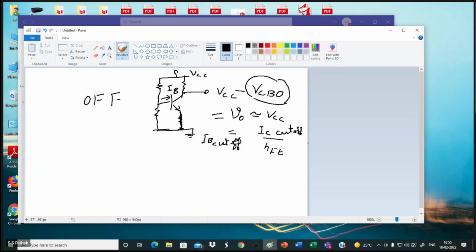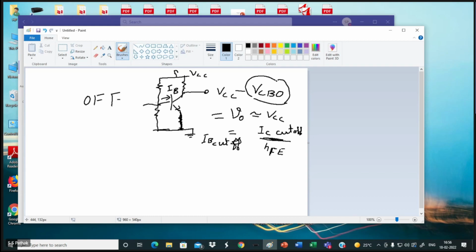There are two kinds of HFE, HFE maximum and HFE minimum. If only one is given, I can write IC cutoff by HFE like that. Normally in cutoff, we take HFE maximum to compute my IB cutoff. For saturation, I take IC saturation divided by HFE minimum. So that way it will be computed. This IB cutoff is coming like that, and that's how I have biased this. Using that, we can calculate other values.